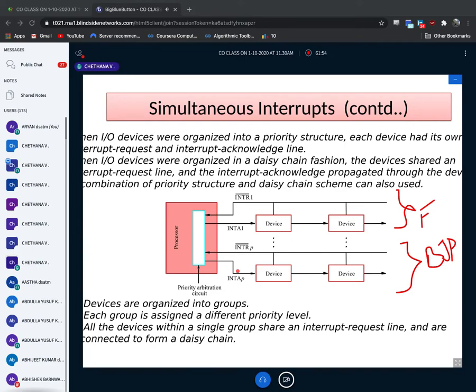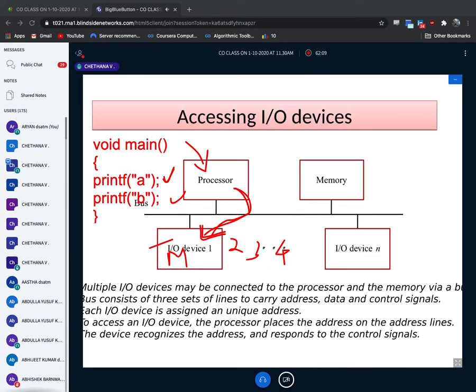Any concept you want, ma'am? One more time that we missed it. We are not able to understand that. Can you explain again interrupt service routine? Yeah. Take it to the first slide. Interrupt service routine.